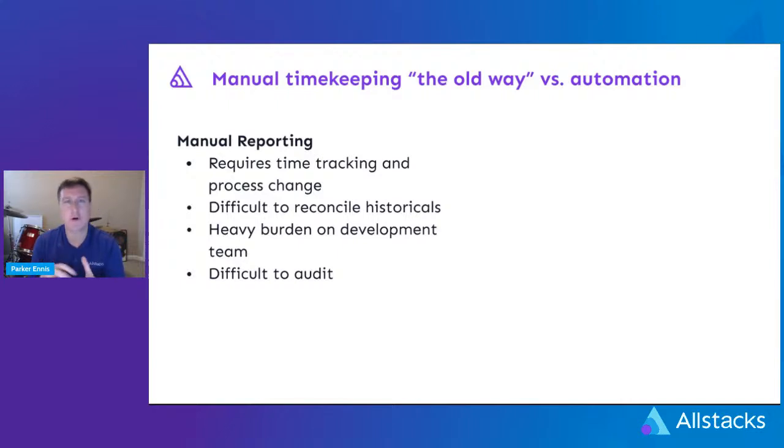Wanted to focus real quickly on picking up right where he was just talking about, with the human hours and the reporting and the spreadsheets, and kind of this old way, as I think of it. And that doesn't mean that it's not still being done that way today. But we talked about how time tracking could require process change. Historicals can be difficult to reconcile when you're manually reporting this, beyond just the human error-prone piece. And it can be a heavy burden, right? And so that can lead to a more difficult audit. And I think no one wants that.